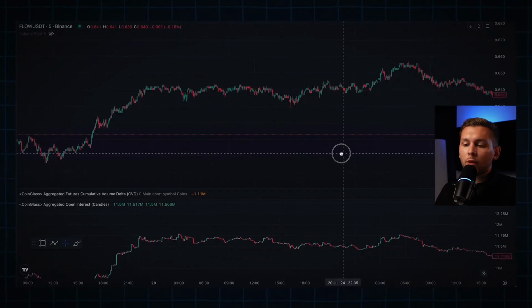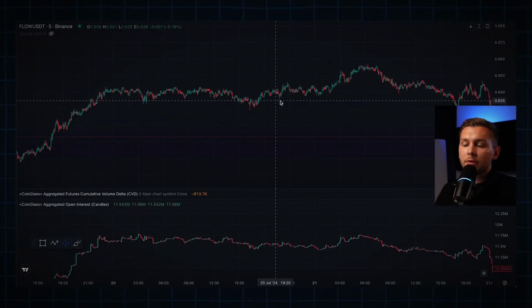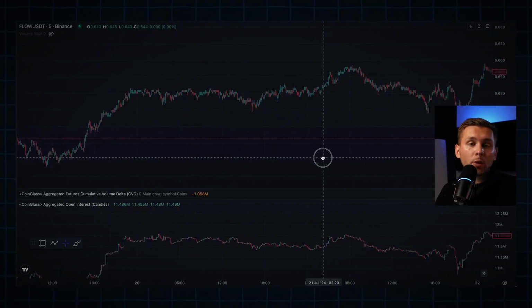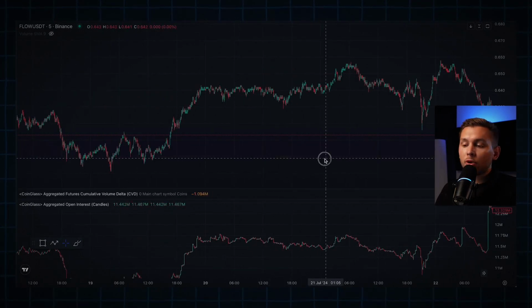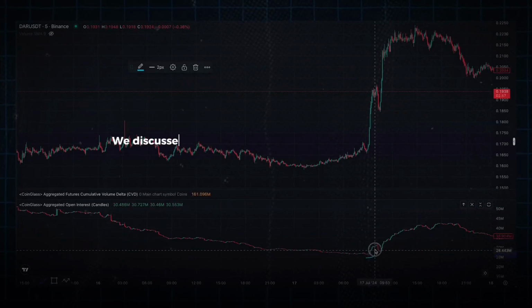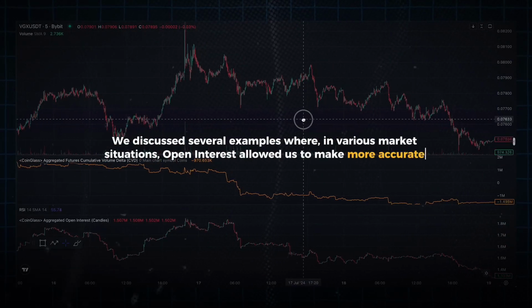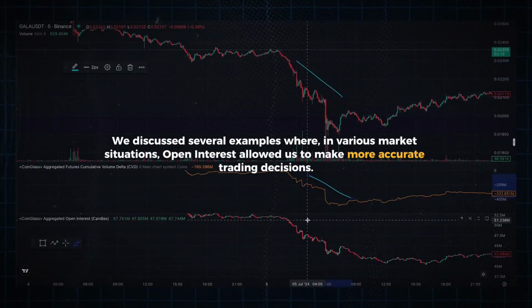Another example, coin FLOW, price and open interest are in a sideways movement. This means that the further price movement is questionable, and exactly the same situation, there is a risk of being stuck in a position for a long time. We discussed several examples where in various market situations, open interest allowed us to make more accurate trading decisions.